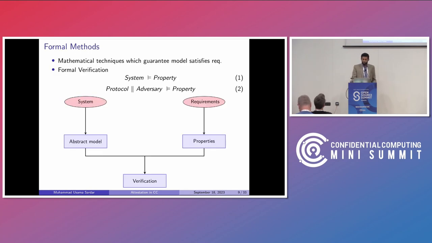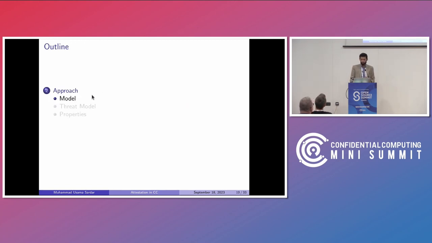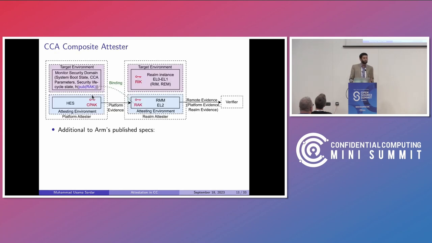Okay, so as you see here, we have three kinds of things, and that's what I divided into three parts: the protocol, the adversary model, and a specific property or a set of properties. That's what I will now describe: the model, threat model, and properties. As I said, we have two technologies that we have analyzed, and I will give some high-level ideas of both of them. First, the CCA composite attester. It consists of two attesters, as you see here, the platform attester and the realm attester. Each one of them has the attesting environment and target environment, HES here as the attesting environment and monitor security domain as the target environment.